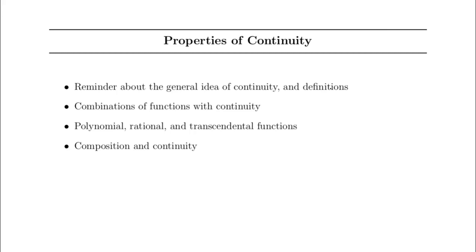We'll talk about polynomial, rational, and transcendental functions, how continuity works with them, and then we'll end things off with talking about composition, which is a new operation that we haven't talked about yet. It's not new to you, but we haven't talked about how composition works yet with limits or anything like that. So that's where we're at.